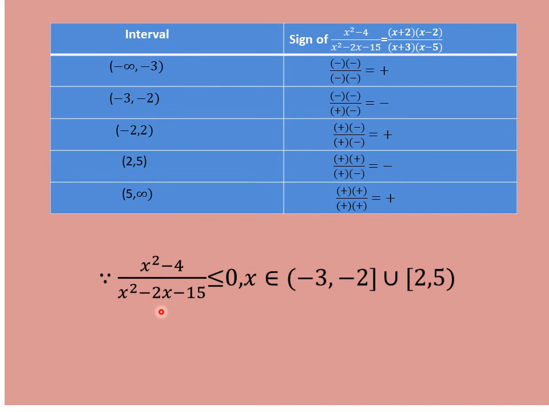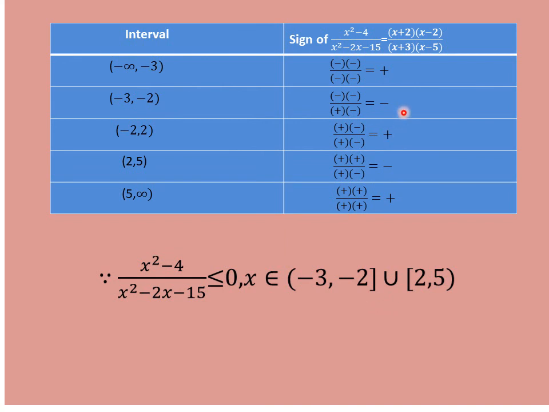We have in the question x square minus 4 by x square minus 2x minus 15 less than or equal to 0. Less than or equal to 0 means negative value, isn't it? So this row and this row you have to take. It is x belongs to minus 3 comma minus 2 union 2 comma 5 you'll get. Okay, but listen, we have an equal sign here. Whenever we have an equal sign, we'll put a closed bracket. Okay, so closed bracket you have to put.